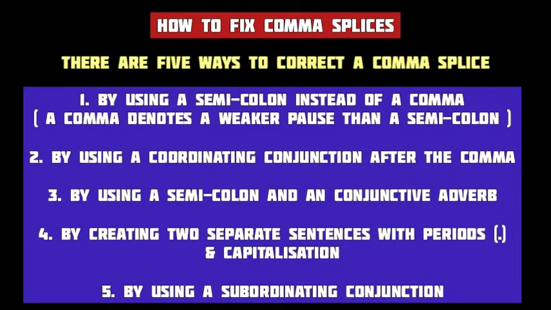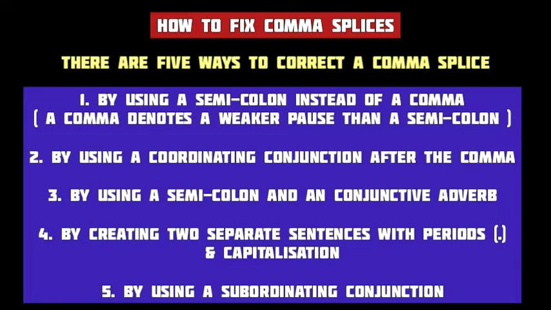Now that we have understood that a comma splice is a grammatical error, let's learn how to fix it. In fact, there are 5 ways to correct a comma splice. Number 1, we can use a semicolon instead of a comma to join the two independent clauses. Number 2, we may also use a correct coordinating conjunction after the comma to join the two independent clauses. The third alternative is to use a semicolon and a conjunctive adverb followed by a comma to combine the two independent clauses.